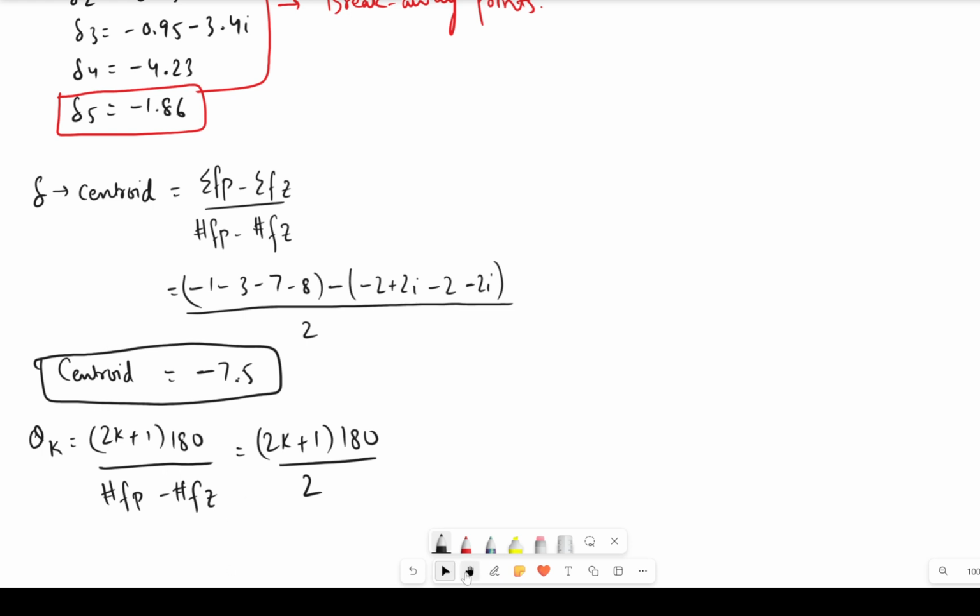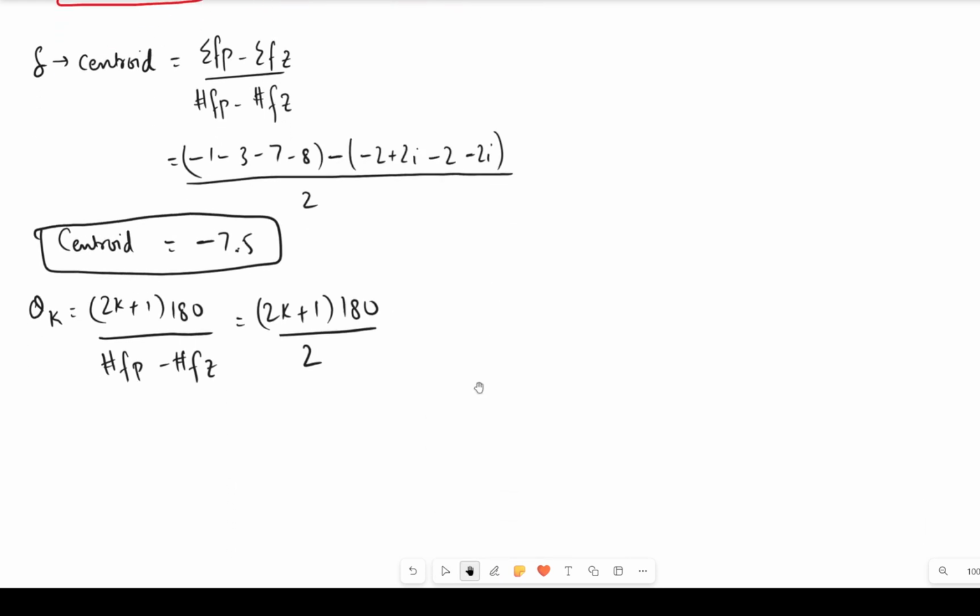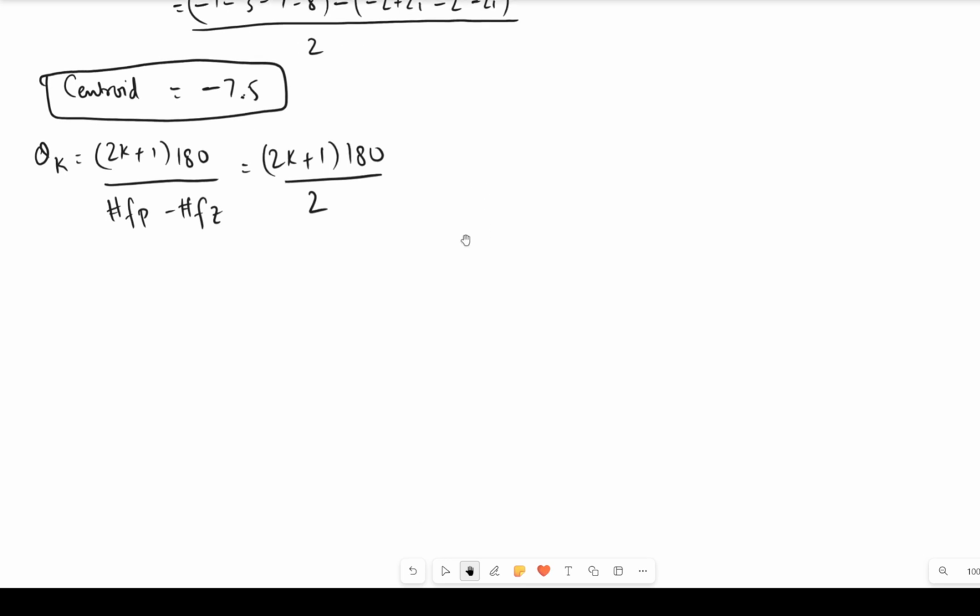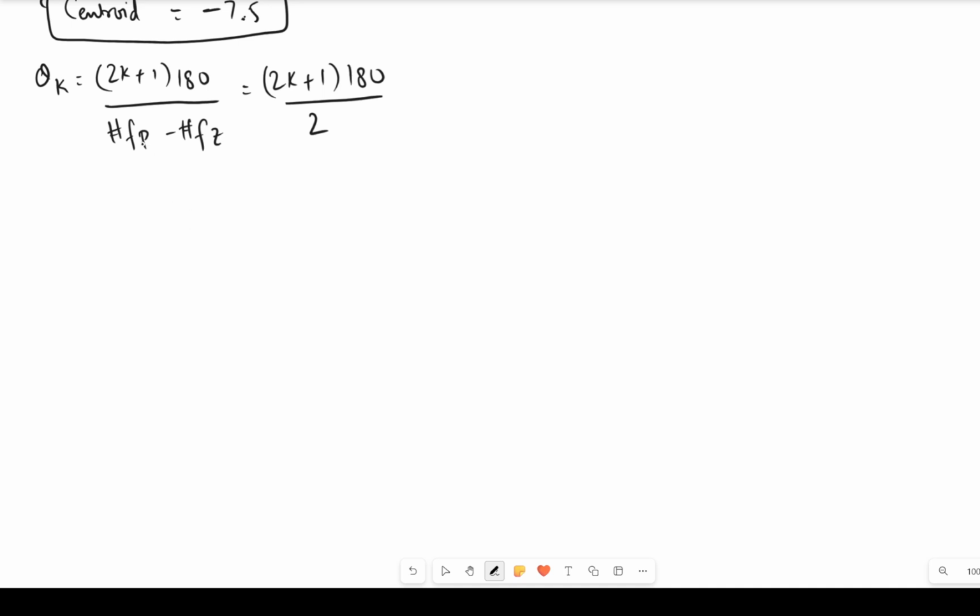And the shortcut is, if the difference between poles and zeros is 2, you get two angles. One is pi by 2 and the other is minus pi by 2. If the difference is 3, you get three angles: plus 60, minus 60, and 180. So this is just a shortcut, but you need to find these, right?